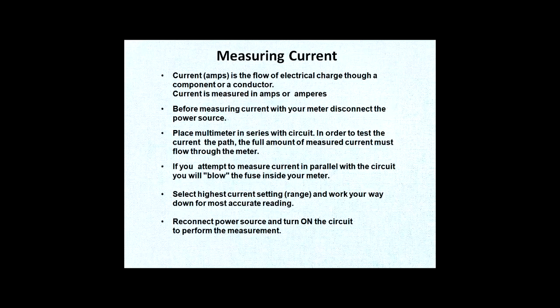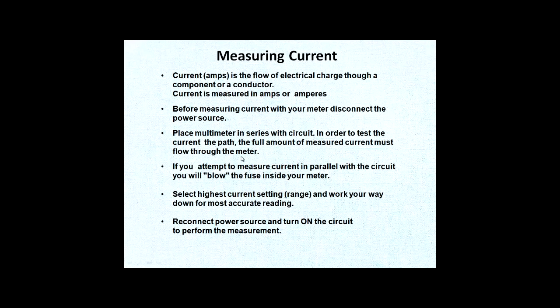All right, keep going. Measuring current. Current, amps, is the flow of the electrical charge through a component or a conductor. Current is measured in amps or amperes, depending on where you are in the world. You're going to call it different ways. Before measuring current with your meter, disconnect the power source. Place the multimeter in series with the circuit in order to test the current path. The full amount of measured current must flow through the meter.